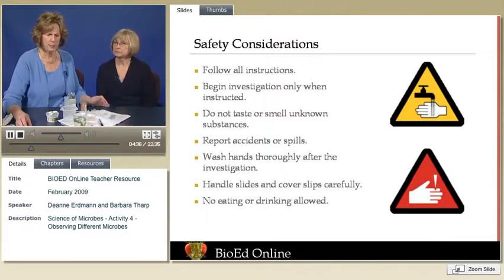Even something as simple as spilling water on the floor. If a student doesn't report that, somebody could be running and slip and fall, and it could cause a bad accident. And also the tasting part. That's always important, especially with anything that might have food involved. And even though this is not food for consumption, just to reiterate the fact that this is not to be tasted. Absolutely. And we always want to wash our hands when we're finished.